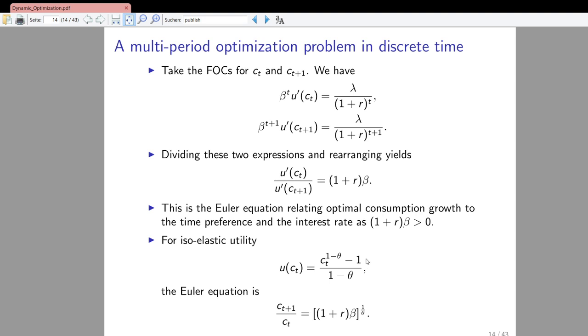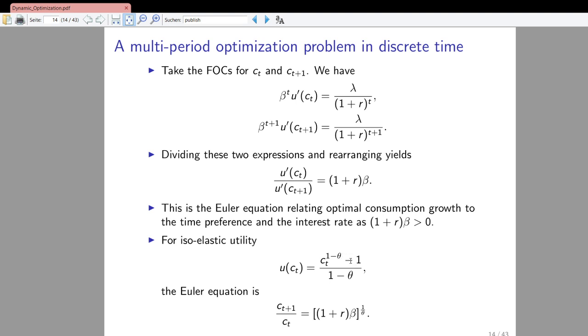And we have the minus 1 in the denominator, and the reason for minus 1 to show up in the denominator is that only if the utility function is expressed in this form, we can solve it also for the logarithmic case, which is the case when theta goes to 1.